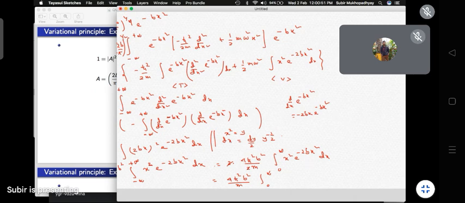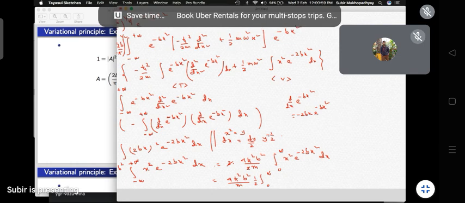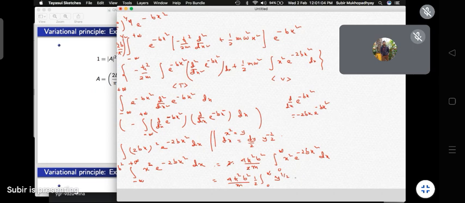This time we'll get a half coming from this dx. Other than that, this x square will reduce to y, and then we'll have another piece of y to the power minus half. That means we'll get y to the power plus half this time, right? y to the power plus half, e to the power minus 2by dy.